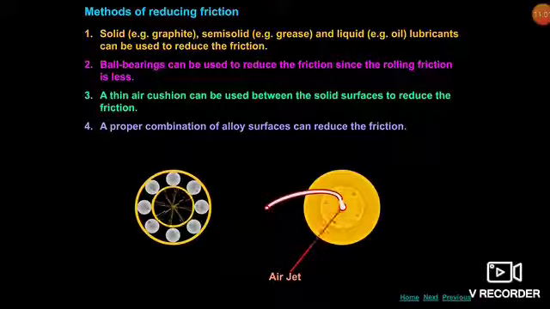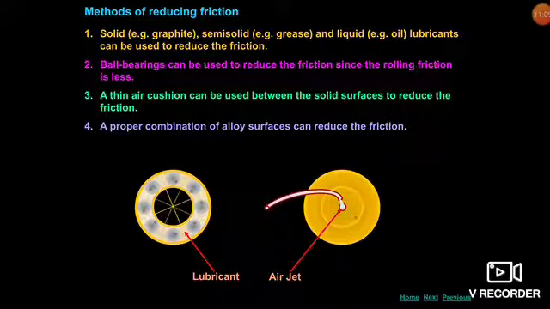Now you can see another, an air jet. Clear? Lubrication is there in between them. There is one air jet which is reducing the friction.